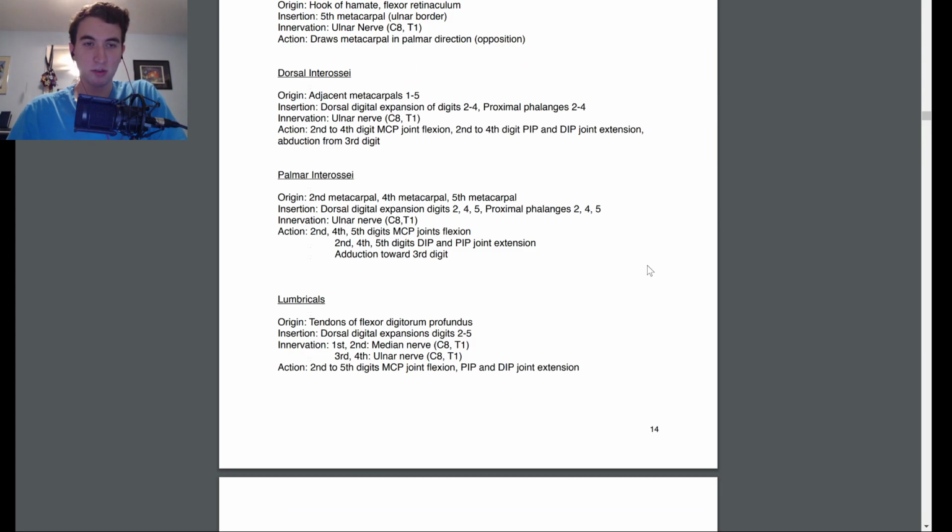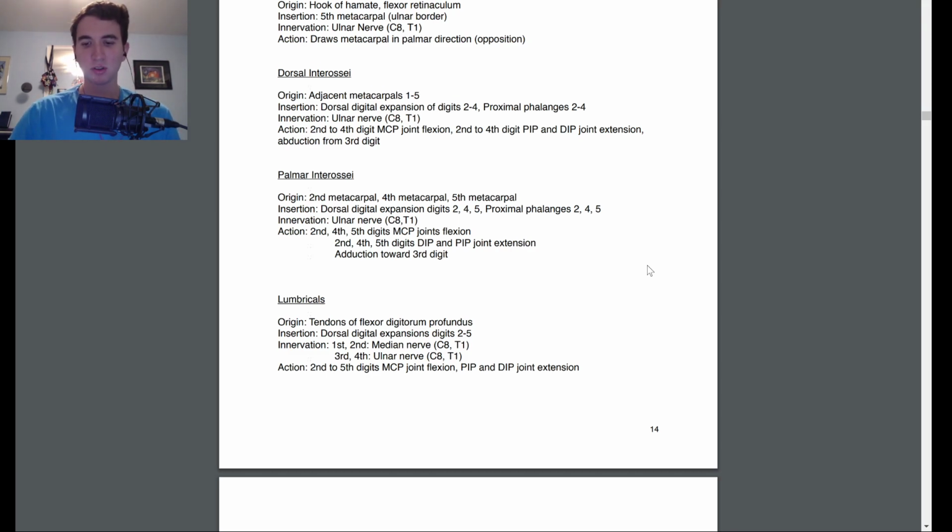Then we have the palmar interossei. It originates from the second, fourth, and fifth metacarpals. It inserts at the dorsal digital expansion of digits 2, 4, and 5, and proximal phalanges 2, 4, and 5 as well. The innervation is the ulnar nerve, C8 and T1, and the actions are second, fourth, and fifth digit MCP joint flexion, second, fourth, and fifth digits DIP and PIP joint extension, and adduction toward the third digit.